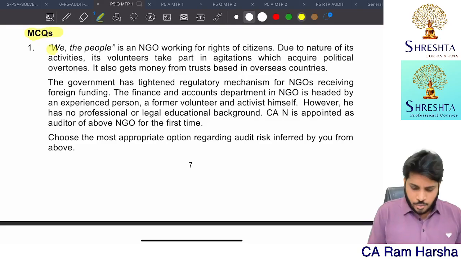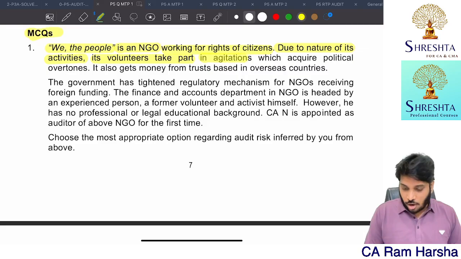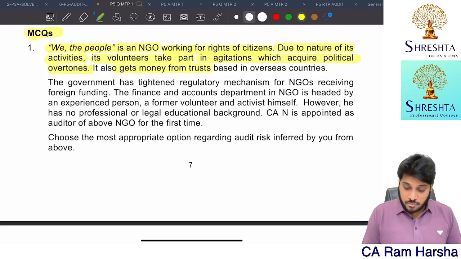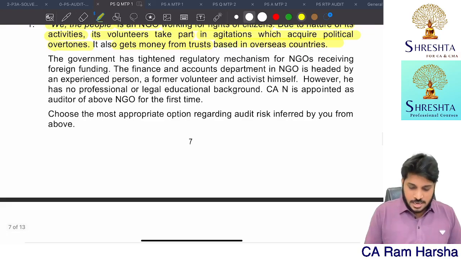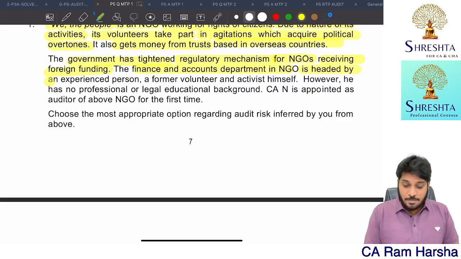We the People is an NGO working for the rights of citizens. Due to the nature of its activities, its volunteers take part in agitations which acquire a political overtone. It also gets money from a trust based in an overseas country. The government has tightened the regulatory mechanism for NGOs receiving foreign funding. The finance and accounts department in the NGO is headed by an experienced person, a former volunteer and activist himself. However, he has no professional or legal educational background. CA N is appointed as the auditor of the above NGO for the first time.